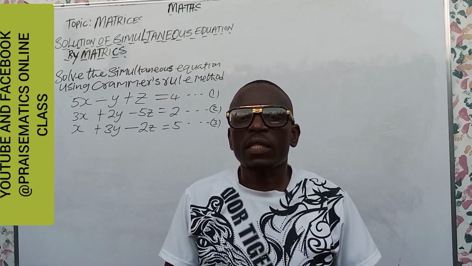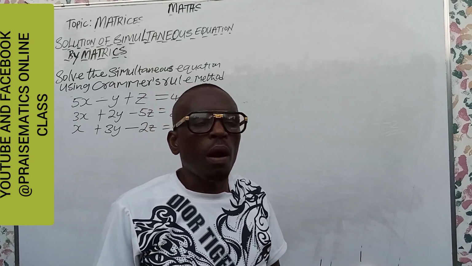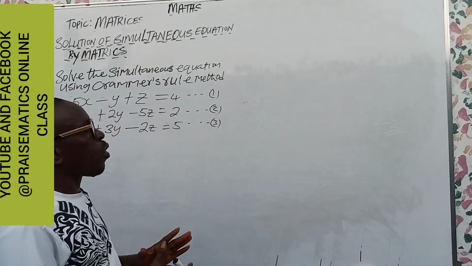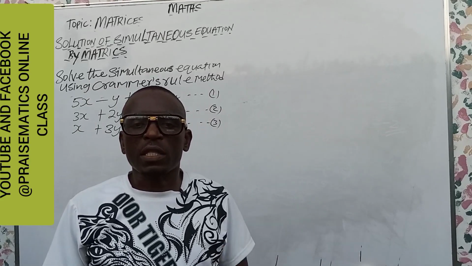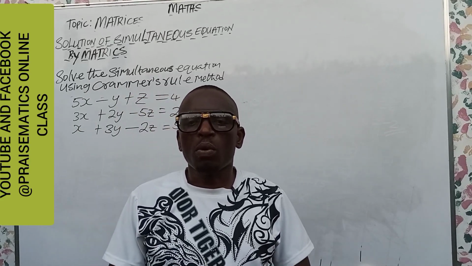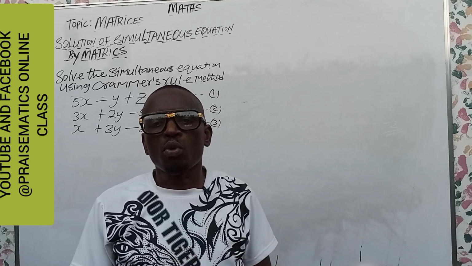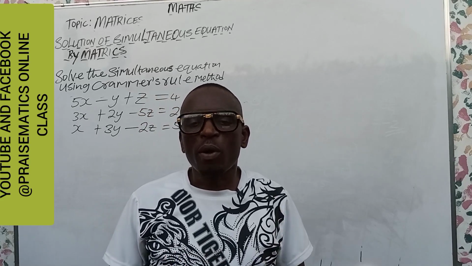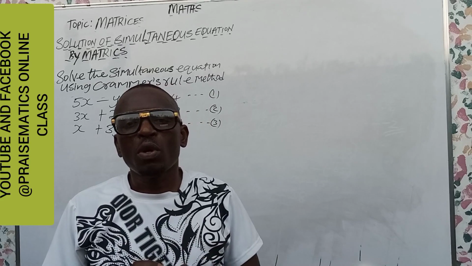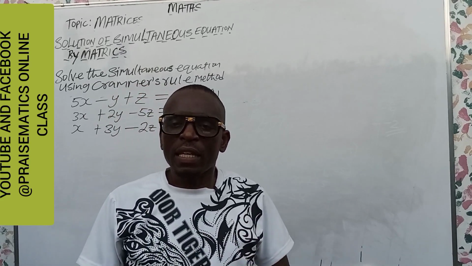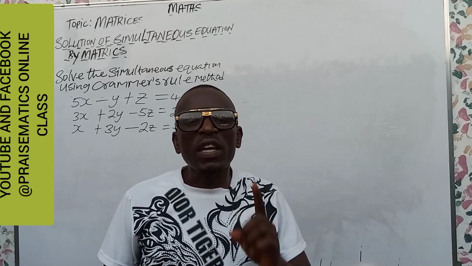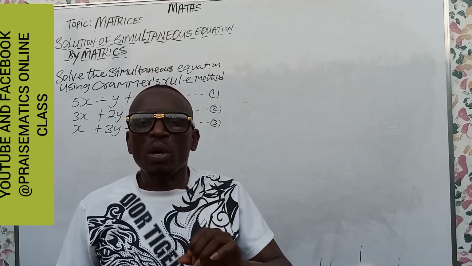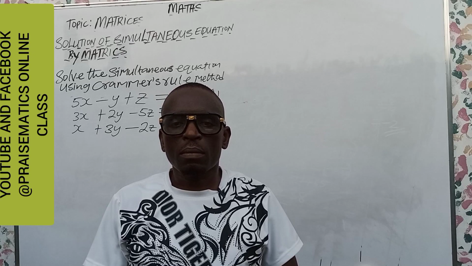In our today's class, we are going to look at Cramer's rule of solving 3 by 3 matrices. In our previous class, we looked at Cramer's rule in solving 2 by 2 matrices. But today, we are going to look at Cramer's rule of solving 3 by 3 matrices. What are we going to do? First of all, you need to write what we call the augmented matrices.